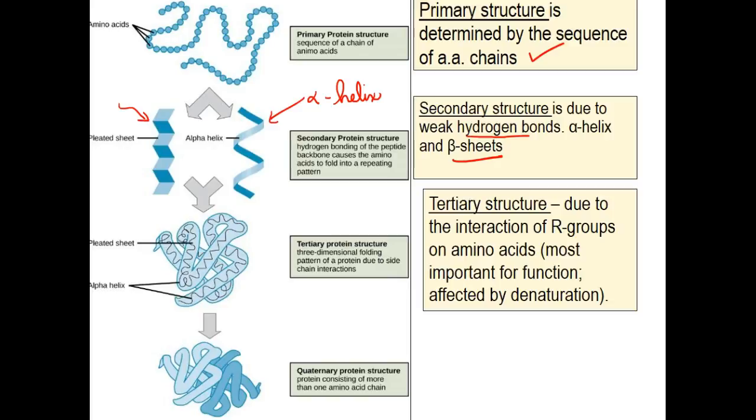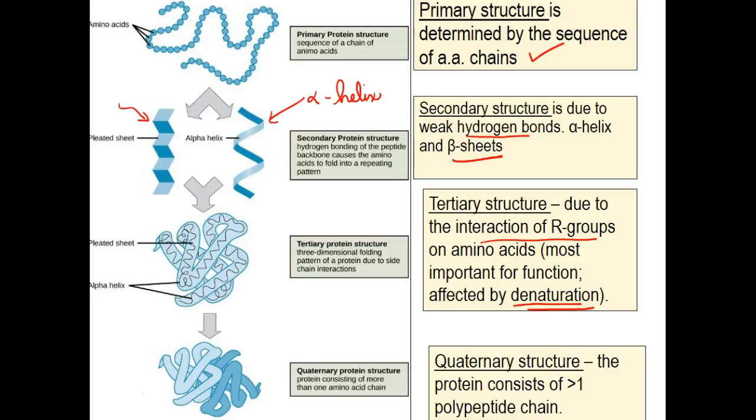And then the tertiary protein structure is 3-dimensional folding due to the interaction of those R groups we just looked at on amino acids. And these are affected by denaturation, which is a change in the protein structure due to heat and pH.